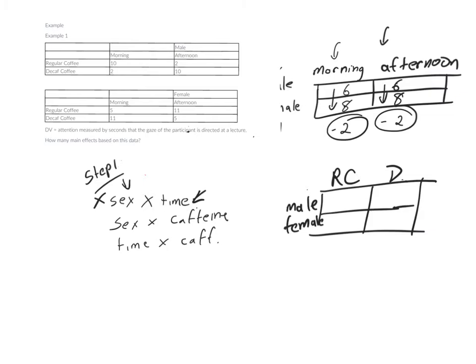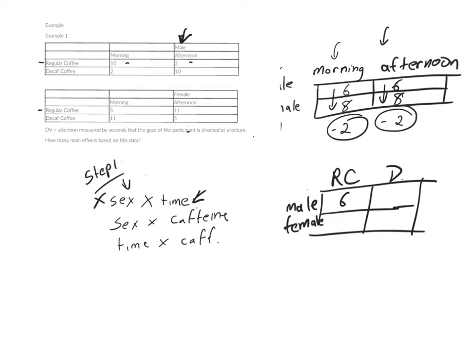Remember, we have to look for cells that satisfy both of those requirements. So regular cup is here and here, but we only want the male participants. That's here, right there. So it's 10 and 2. That's going to give us a 6.